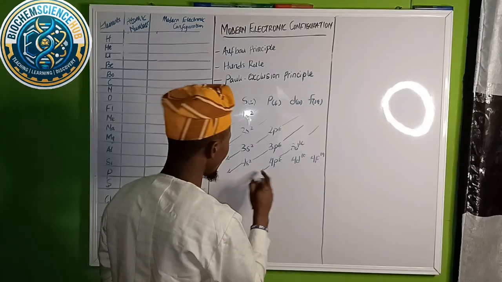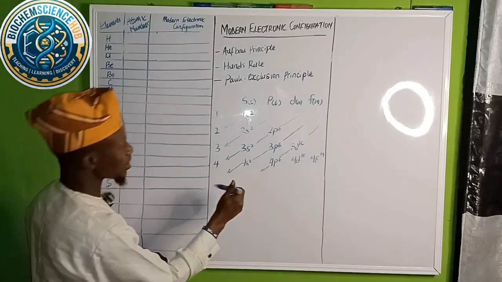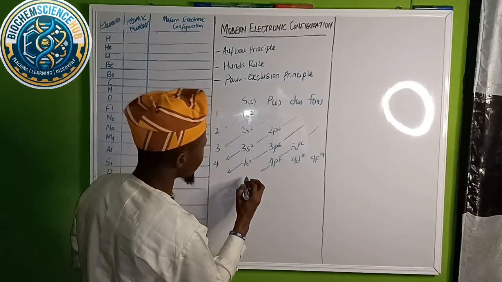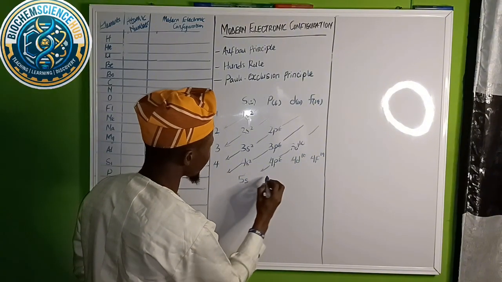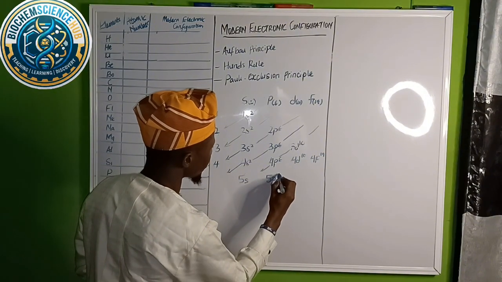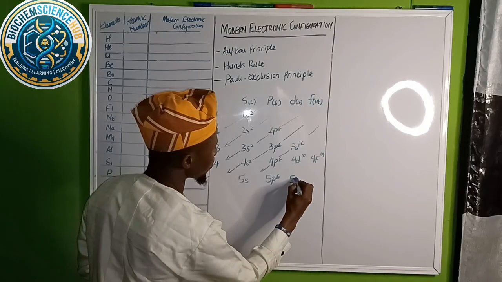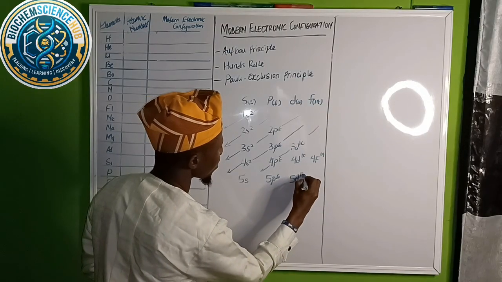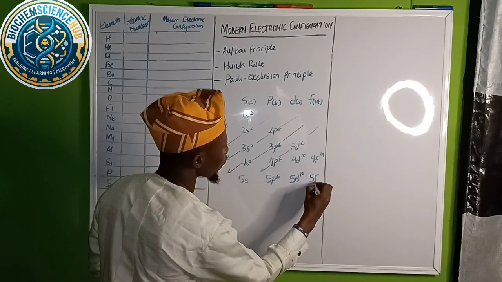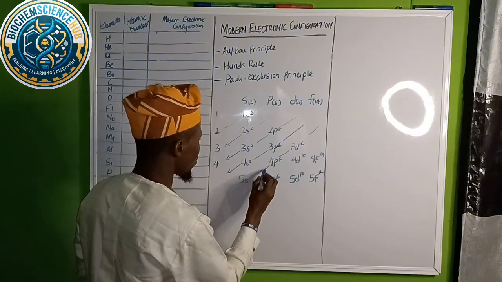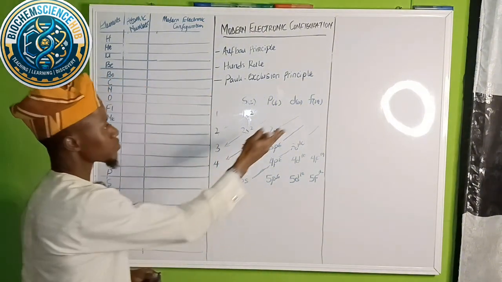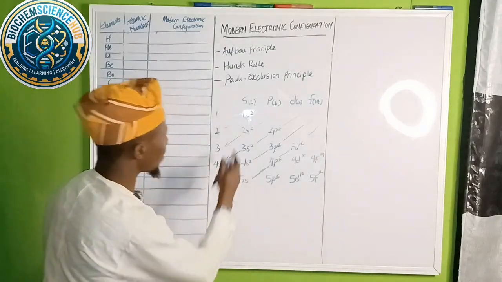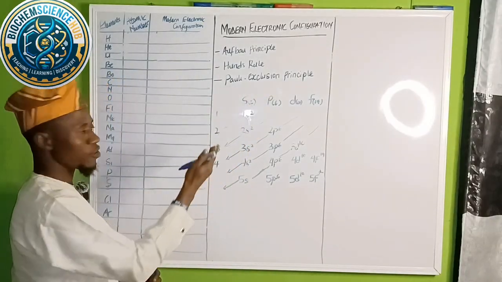So let's just stop there. We have another 5s. Okay, we have 5s here. So 5s, 5p6, 5d10, and 5f14. So let's stop at 5s. So now let's arrange this together. Don't forget, we are starting from the back.